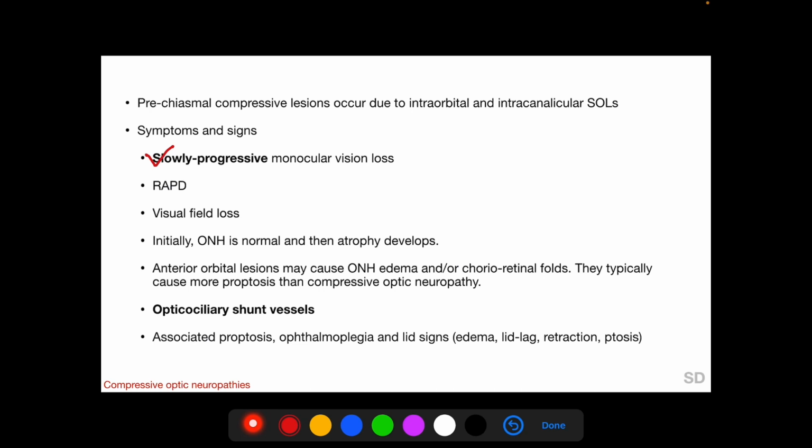However, if you have an anterior orbital lesion, it may cause optic nerve head edema and/or chorioretinal folds. The anterior orbital lesions also cause more proptosis than compression of the optic nerve. Opticociliary shunt vessels are also found, as we have discussed in papilledema, and associated proptosis. Ophthalmoplegia and lid signs are also found as part of an orbital process.